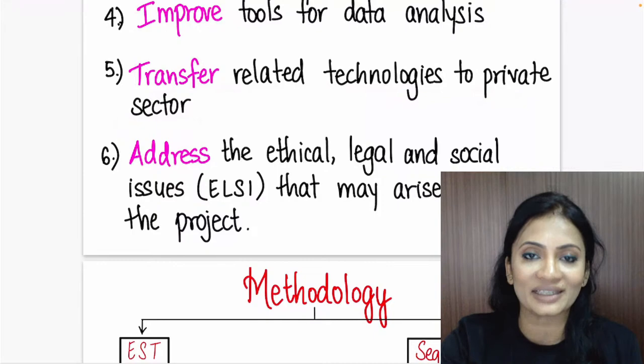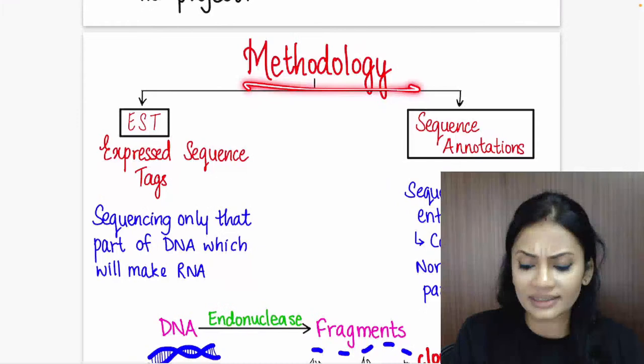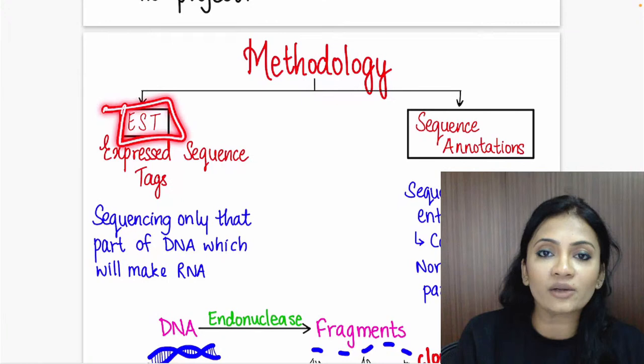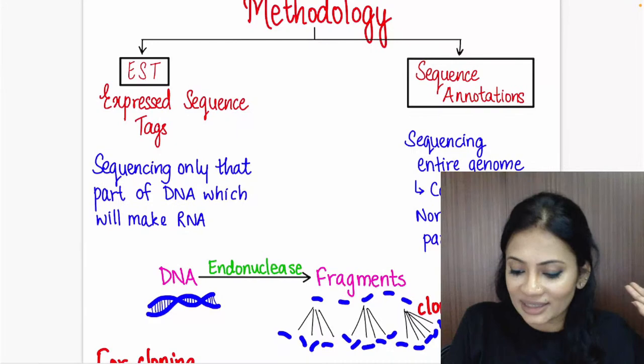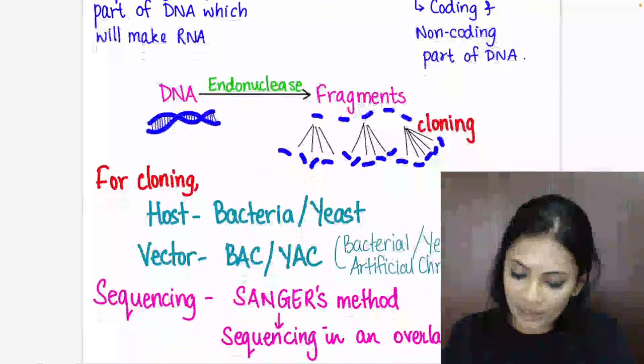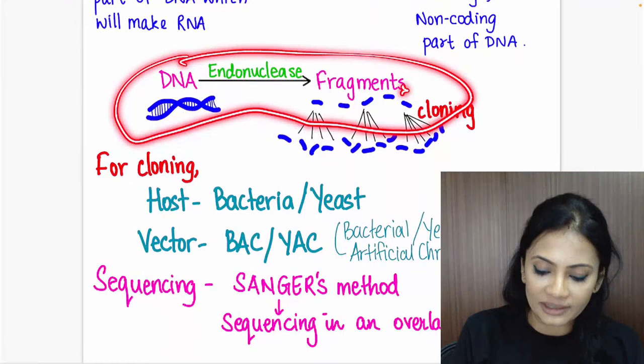Alright. Then, how is this done? What were the methodologies? EST, expressed sequence tags, studies only what is needed: sequencing only that part of DNA which will make the RNA. Sequence annotation studies the whole portion: sequencing the entire genome, coding part also, non-coding part also. DNA is cut into fragments and the fragments are inserted into a host with the help of a vector.